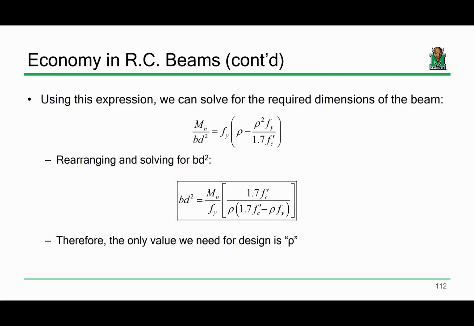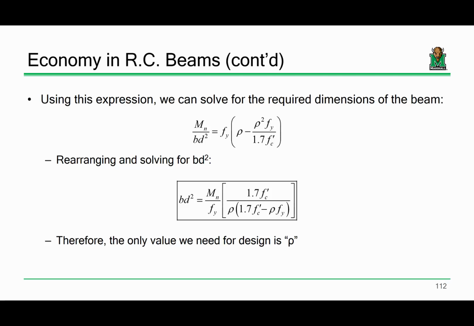Now, one nice thing about this expression that I derived earlier is that you could take that expression, do a little bit of algebra, rearrange that a bit, and solve for BD squared, and you get that box down below. That's a pretty powerful equation, because look at what's in that box. That box tells us what BD squared is.